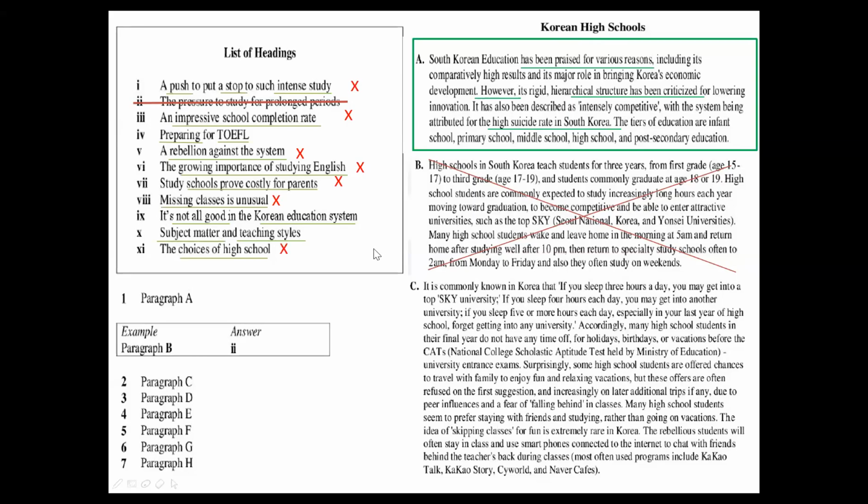How about 10? The choice of high school enggak, subject matters and teaching styles juga enggak. So the best answer is it's not all good in the Korean education system. Oke? Okay? Ada yang ingin ditanyakan? Nggak ada ya. How about paragraph C?